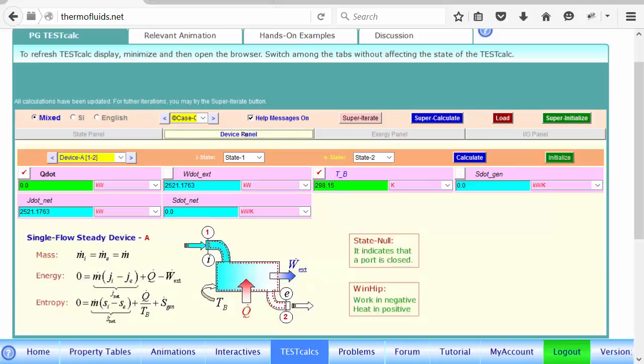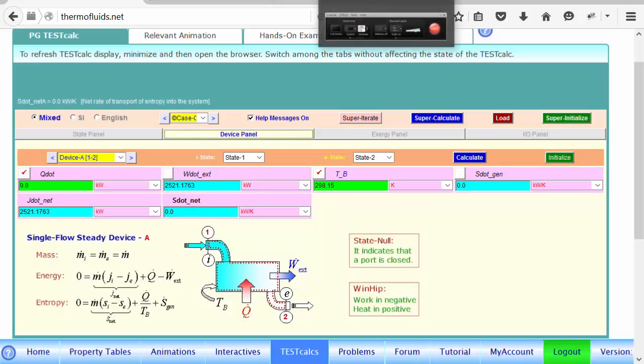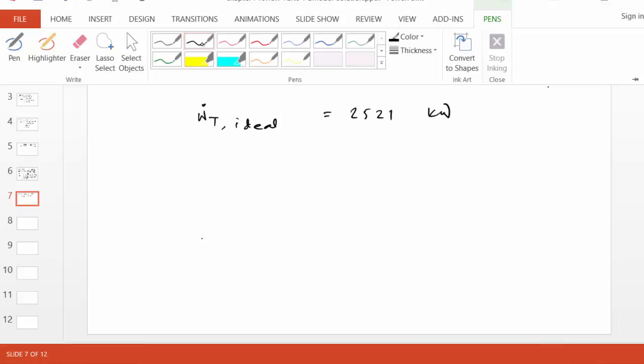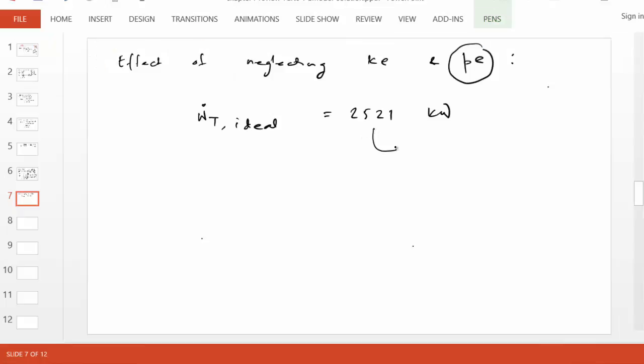So the turbine power for the ideal device, device A, has been updated. It is 2521.2. So if we include kinetic energy, potential energy, this becomes, so PE has almost no impact.